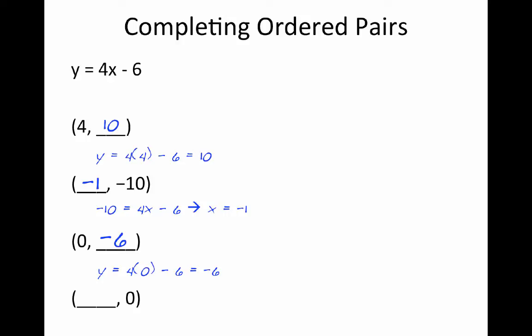The last one, we have y is equal to 0. So we plug in y equals 0 to the linear equation. 0 is equal to 4x minus 6. Solve for x. That means we're going to add 6 to both sides and then divide both sides by 4. We get x is equal to 6 over 4, which is the same thing as 3 over 2, or 3/2.